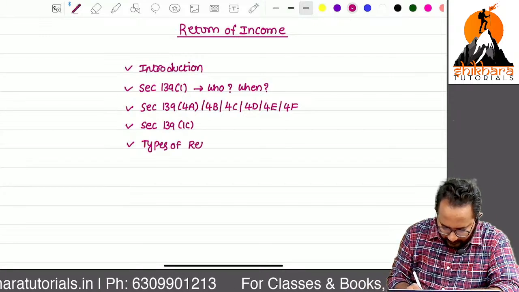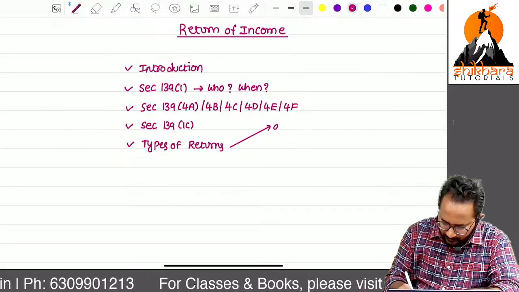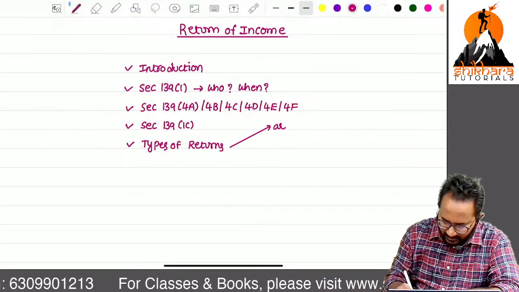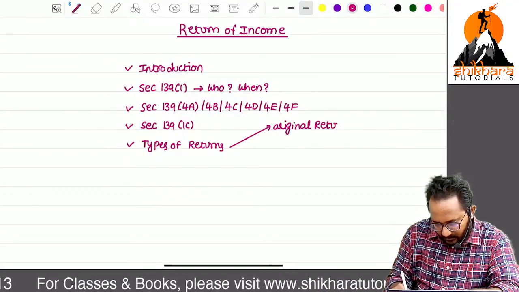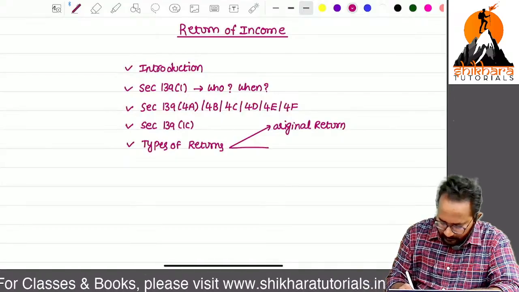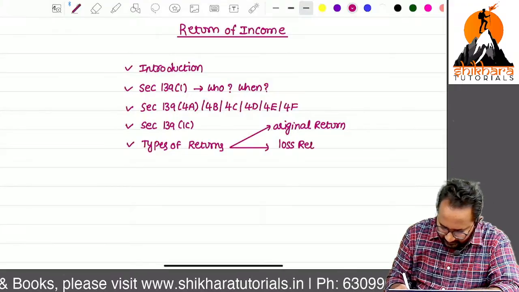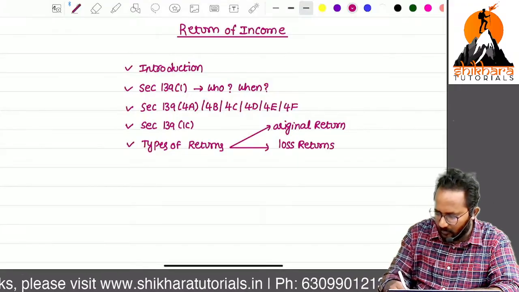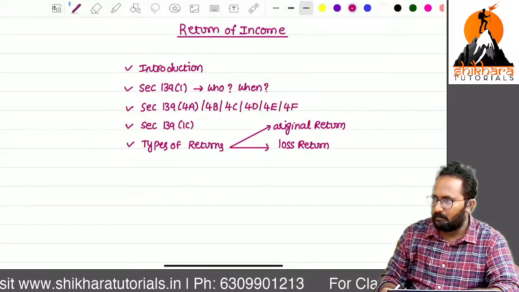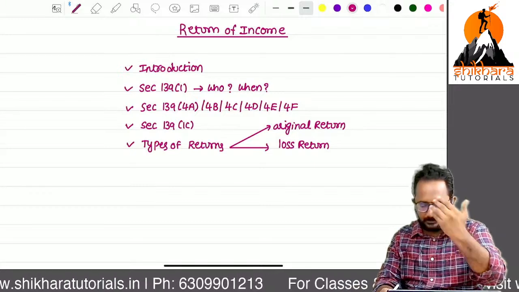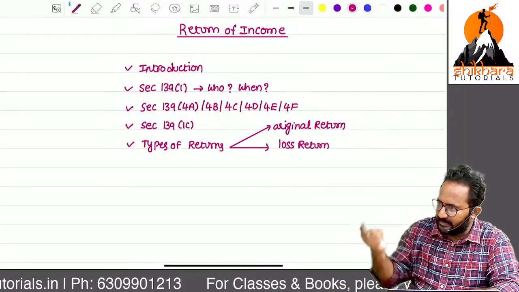How many types of return are there? We are done with the original return. Second one, loss return. For loss return, are there any separate due dates available? No. The same due date under section 139(1). But what is the purpose of filing a loss return? Carry forward of losses to the next years.